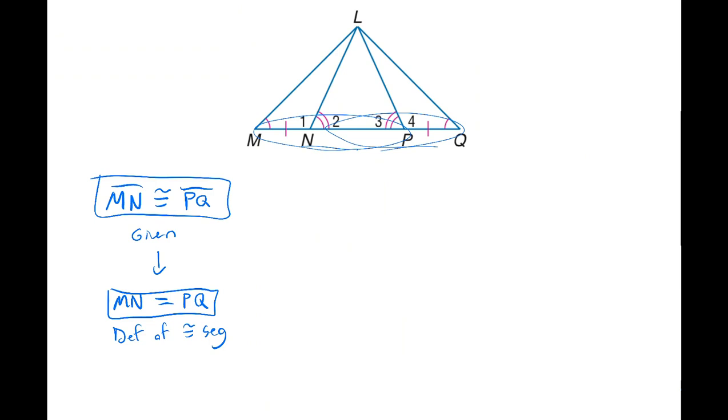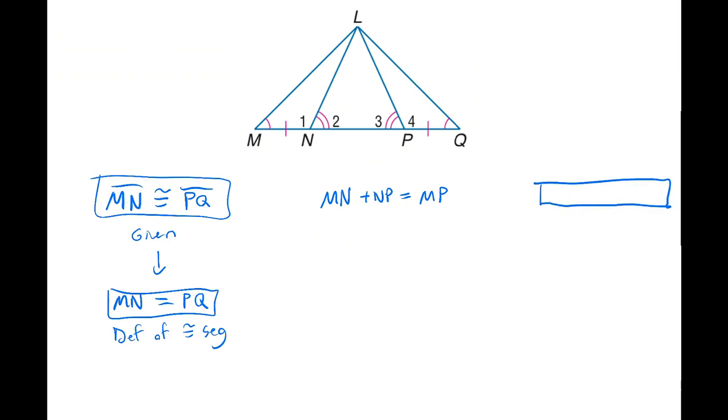All right, and then we're going to say we also know the segment addition postulate. So we know that MN plus NP equals the total of MP. And similarly, we're going to do the same thing over here. We're going to say NP plus PQ equals a total of NQ. Right? And both of those are the segment addition postulate. Okay, that's the very definition of betweenness.